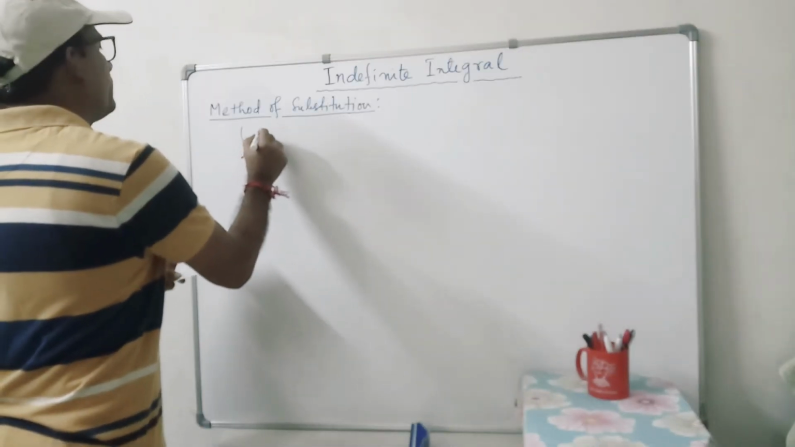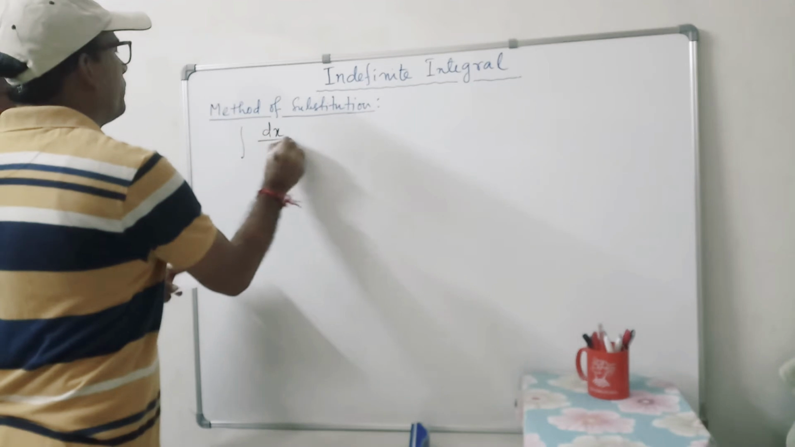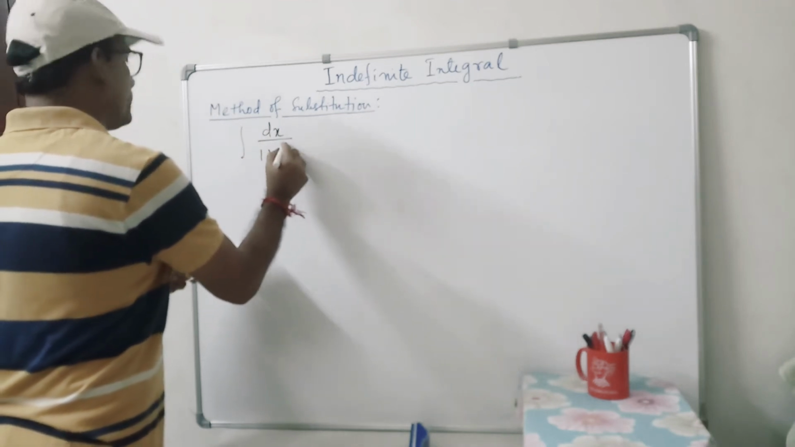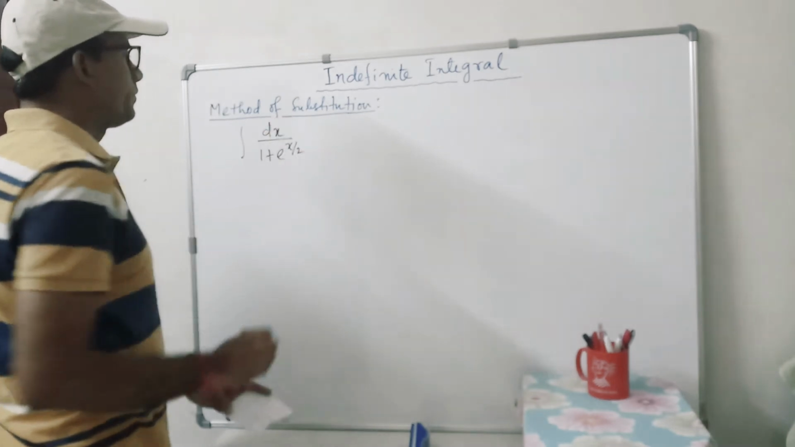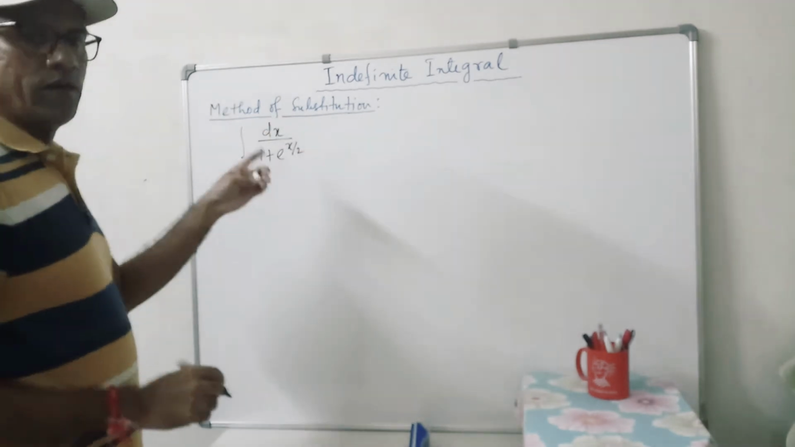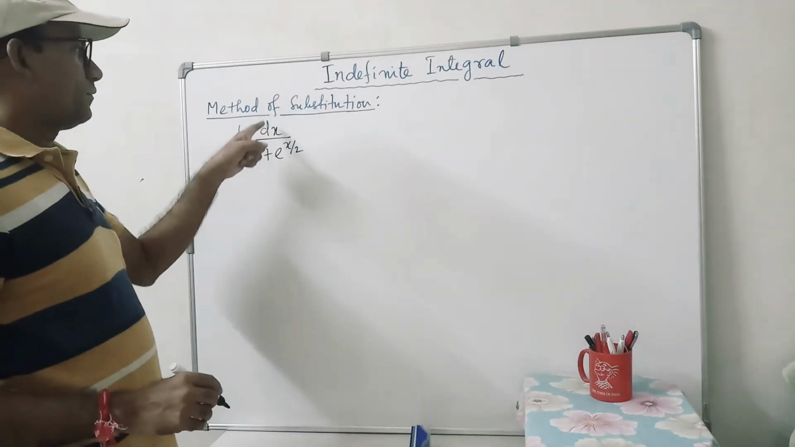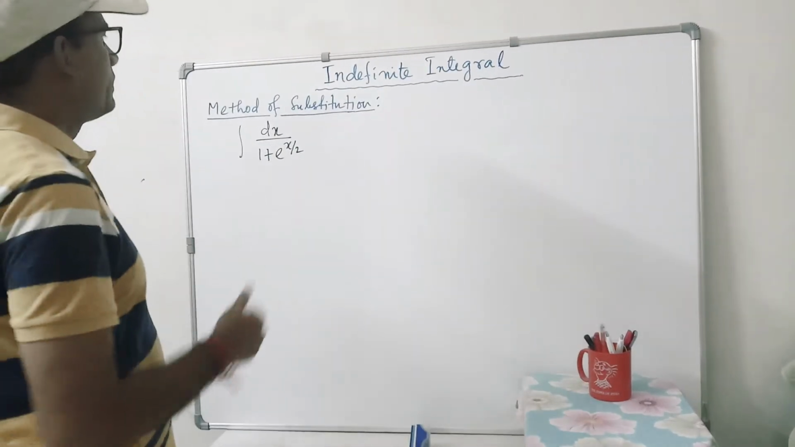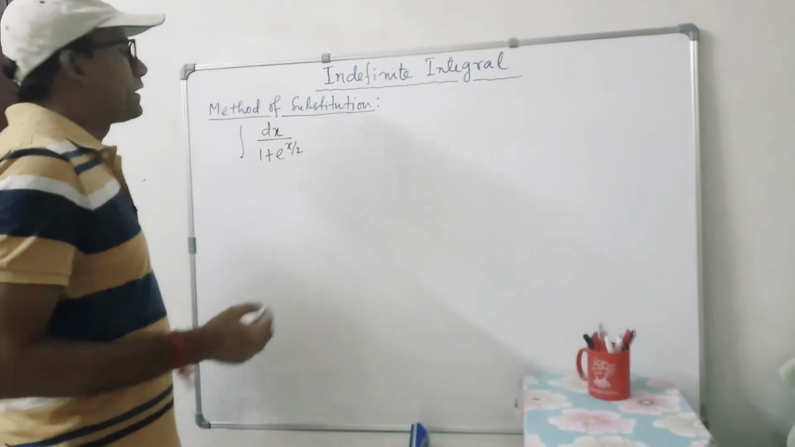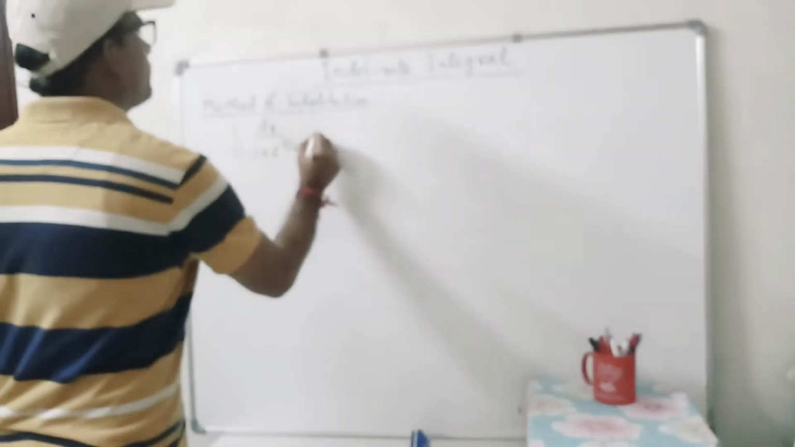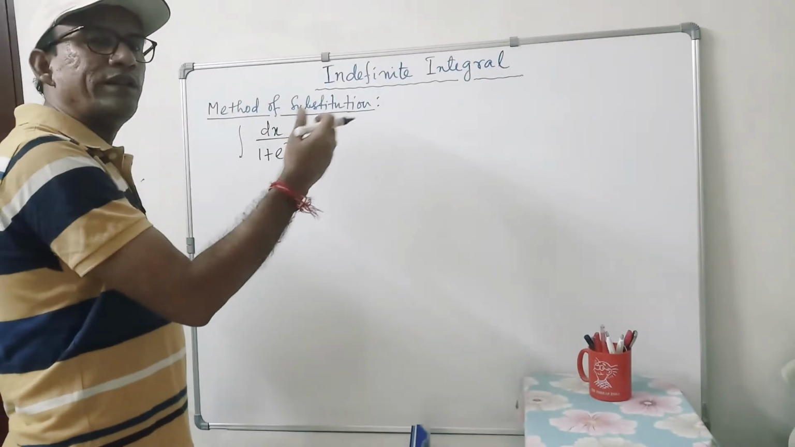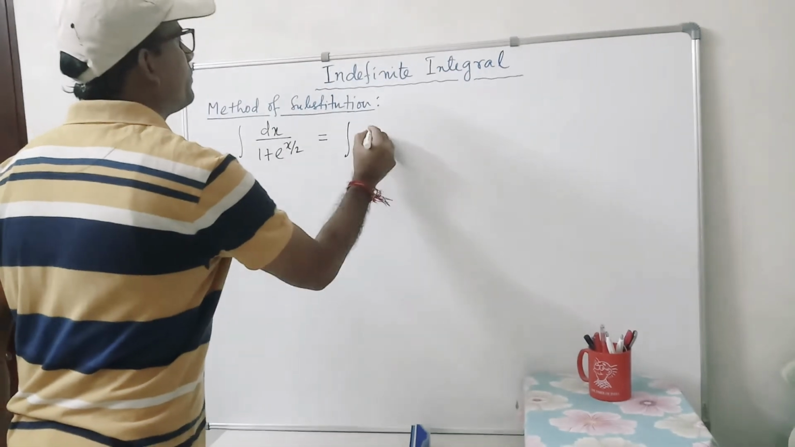Integration dx by 1 plus e to the power x by 2. Now we have to integrate this with the help of the method of substitution. Let's see how I can proceed. First, multiply numerator and denominator with e to the power minus x by 2.